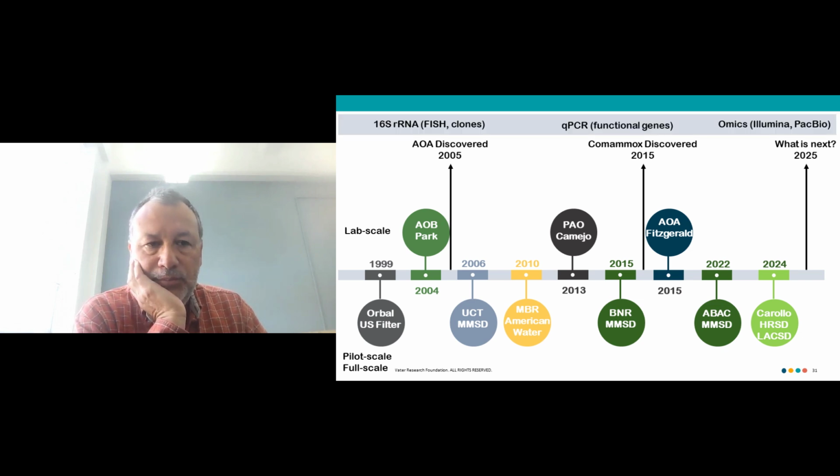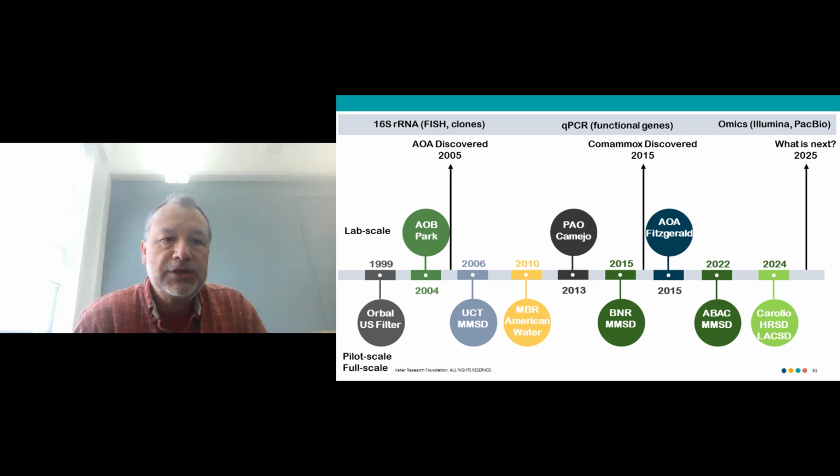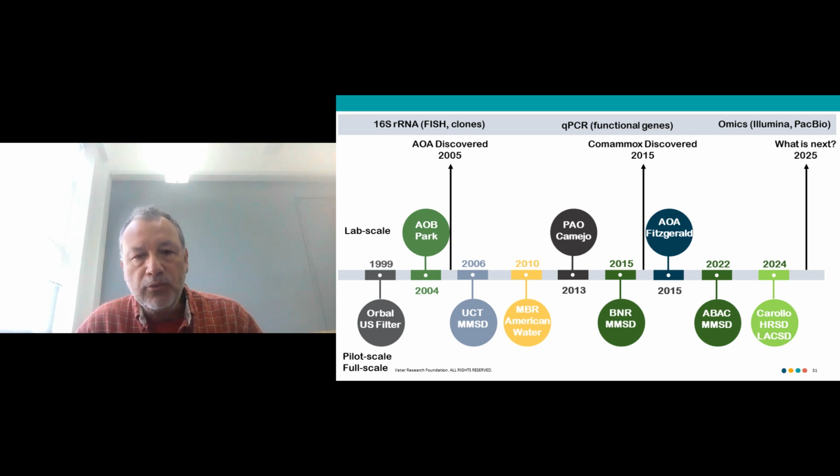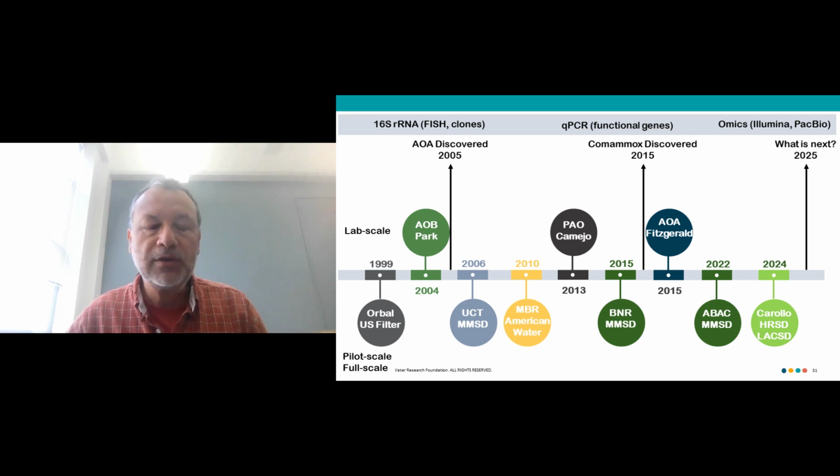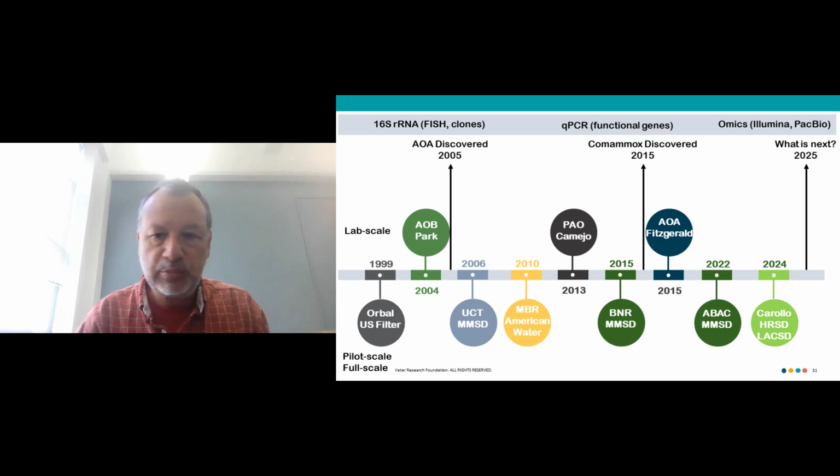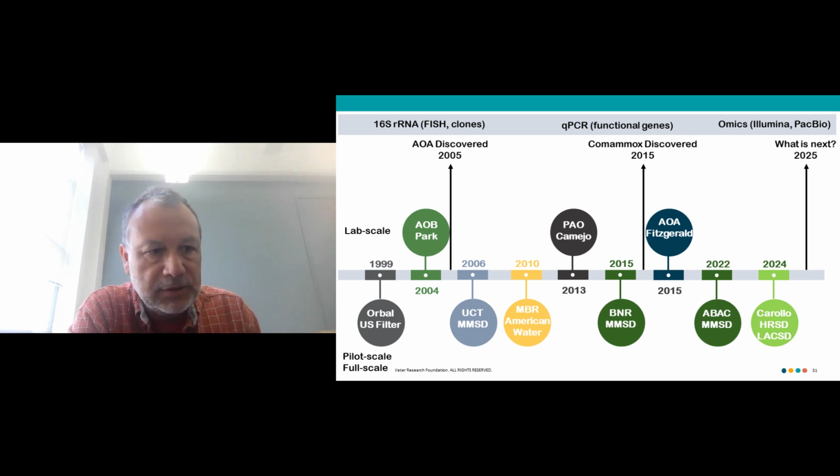So in terms of the molecular tools, when we started, the typical tools that existed were FISH, or fluorescence in situ hybridization, or clone libraries. Later on, we were able to do PCR, quantitative PCR, to look at functional genes within the organisms. And nowadays, we are at the stage of doing whole genome sequencing with a couple of platforms, Illumina, PacBio. So what I'm going to talk to you about today is mostly the first two. We're still working on the last part of it, but I'll give you more of a historical overview of this.